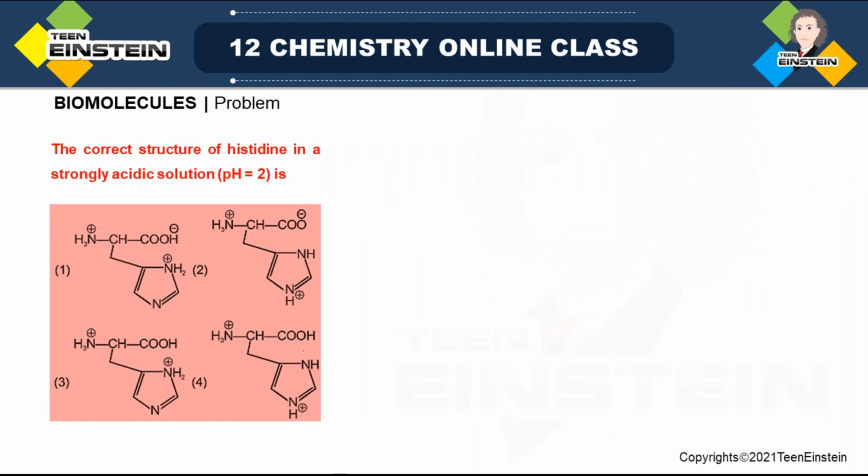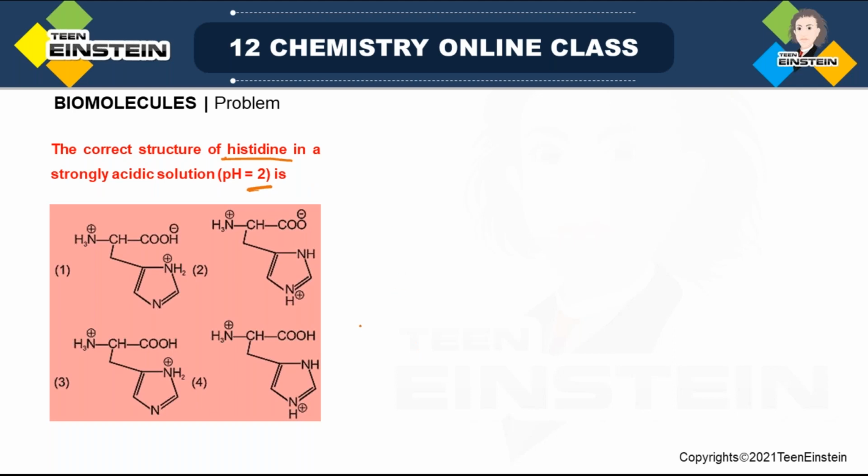So there is a problem: the correct structure of histidine. Here the full name is given, no trivial name, and it is asking for the correct structure of histidine in strongly acidic solution. And what is the pH? Strongly acidic, pH is given as 2. So first we have to know what is the normal structure of histidine, right?